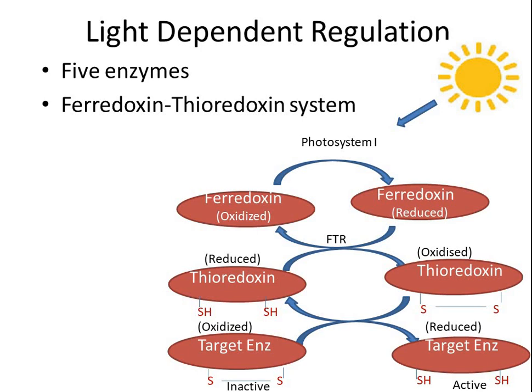Light controls the activity of these 4 enzymes via the ferredoxin-thioredoxin system, a covalent thiol-based oxidation-reduction mechanism identified by Bob Buchanan and colleagues. In the dark, these residues exist in the oxidized state, which renders the enzyme inactive or subactive. In the light, the disulfide group is reduced to the sulfhydryl state.